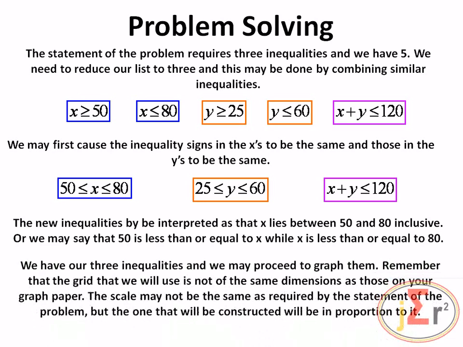We have our 3 inequalities, and we may proceed to graph them. Remember that the grid that we will use is not of the same dimensions as those on your graph paper. The scale may not be the same as required by the statement of the problem, but the one that will be constructed will be proportional to the one on your graph paper.